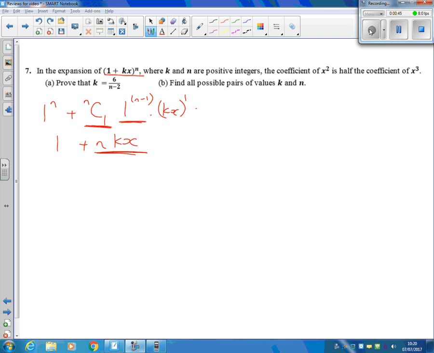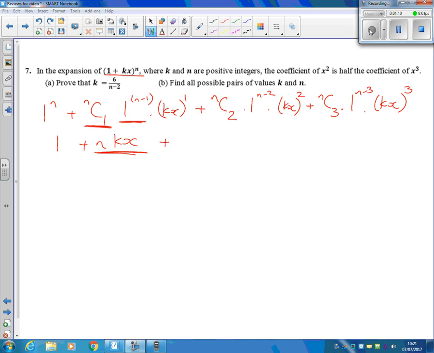Then going on to the n squared then. So we've got n choose 2, 1 to the power of n take away 2, and then I've got kx all squared, and then I've got n choose 3, 1 to the power of n take away 3, kx all cubed. Now these are the important ones that we've got to work on.